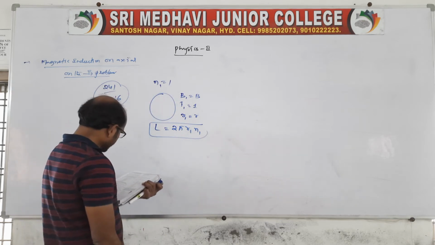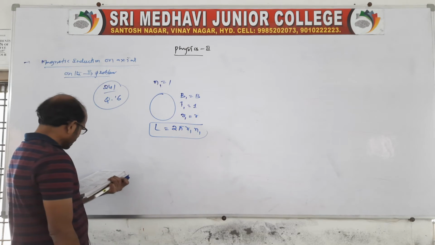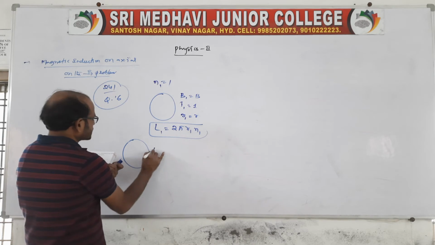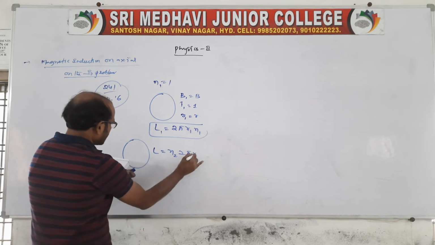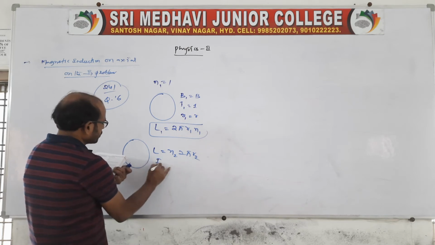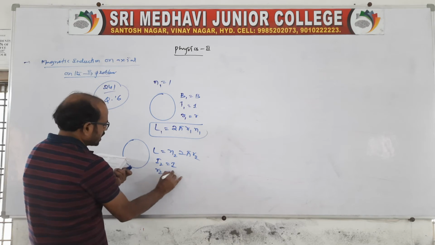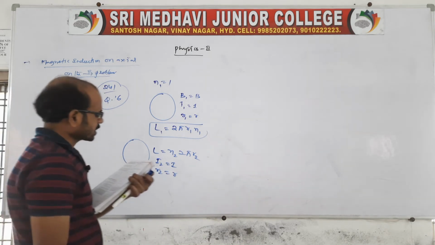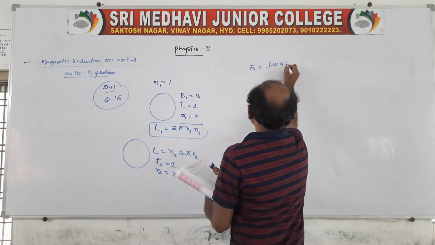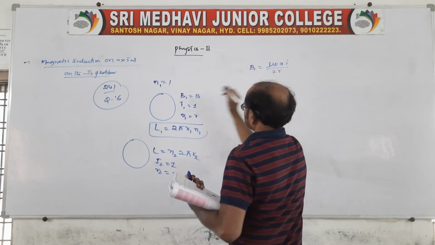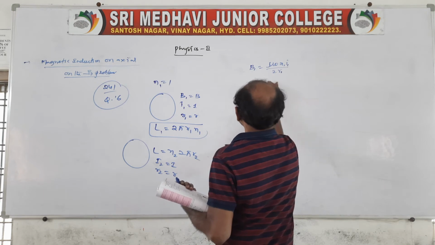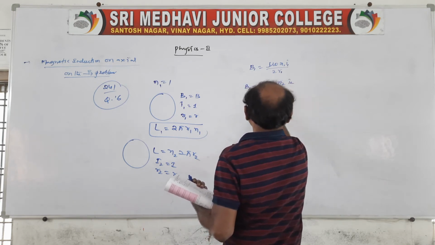For the second coil, the number of turns is given. The length L is equal to N2 into 2 pi R2. Here N2 is given as 10, I2 is equal to I, and R2 is equal to R. Now we know for a circular coil carrying a current, B1 is equal to mu naught N I by 2R. Do you remember this? For B1, it is N1, current I1, R1. Similarly, B2 is equal to mu naught N2 I2 by 2R2.